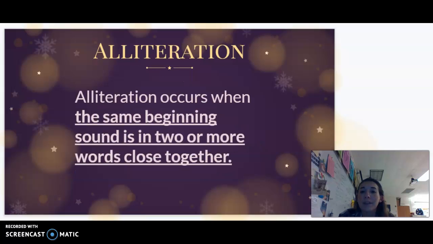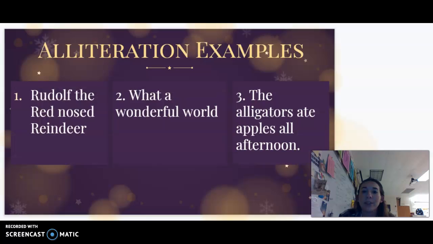Alrighty. The next form of figurative language we are going to be talking about in this set of notes is alliteration. Alliteration occurs when the same beginning sound is in 2 or more words close together. Let's look at some examples of alliteration. Rudolph the red-nosed reindeer is a perfect example of alliteration. We are using the letter R repeatedly in a small conjoined space.